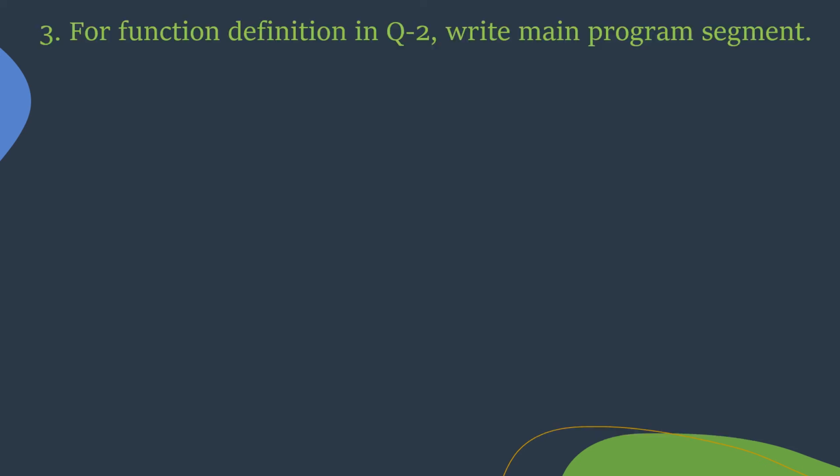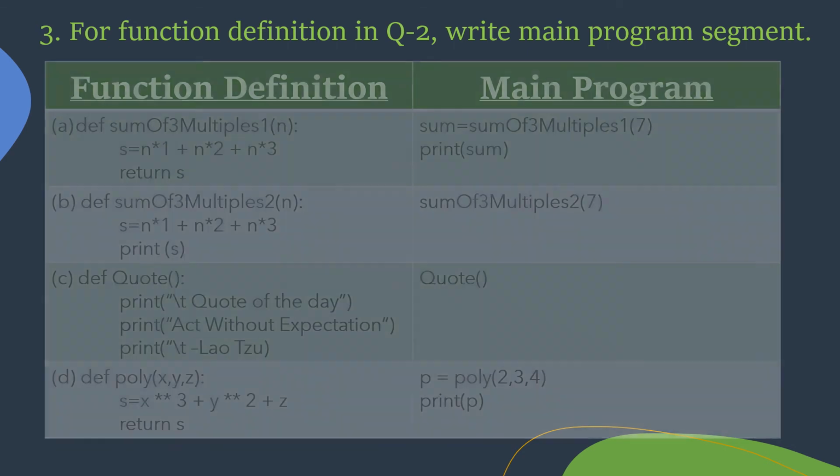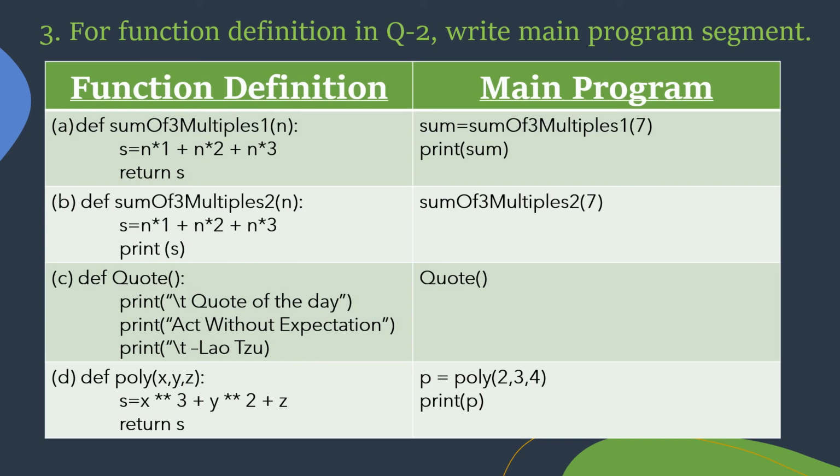Now for the function definitions in question number 2, write the main program segment. The function definition is given in the first column. After defining the function, you can just write the main program. You have to call the function, then print that value. Since this function is returning some value, I have stored it in a variable called sum. After that, just to print the value, I've used a print statement and written print within that sum. So this much is enough for the main program.